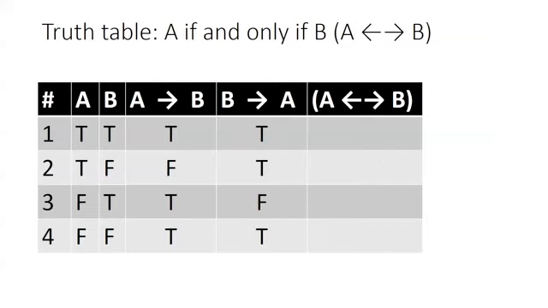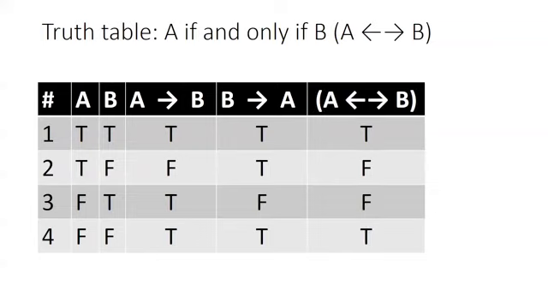Okay, now we have another statement. A, if and only if B. This is basically the combination of if A, then B, and if B, then A. So if we give the truth values of this statement on the truth table, it'll be true if they're both true or if they're both false. But in any situation in which one is false and the other is true, then this statement will be false.